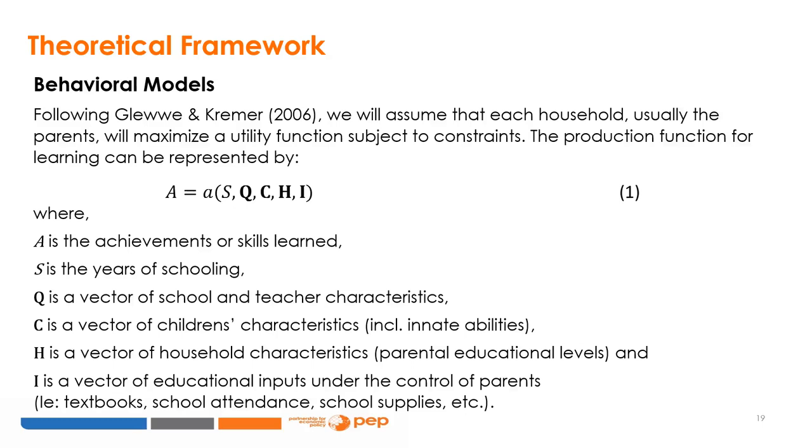where A is achievements or skills learned, S is the years of schooling, Q is a vector of schools and teachers' characteristics, C is a vector of children's characteristics, including innate abilities. H is a vector of household characteristics, parental educational levels, for instance. And I is a vector of educational inputs under the control of parents, for example, textbooks, school attendance, school supplies, etc.